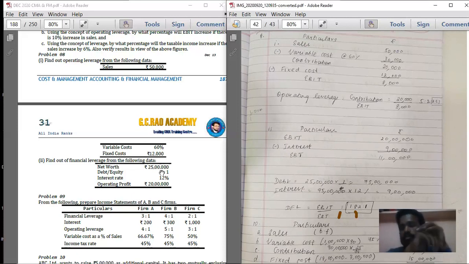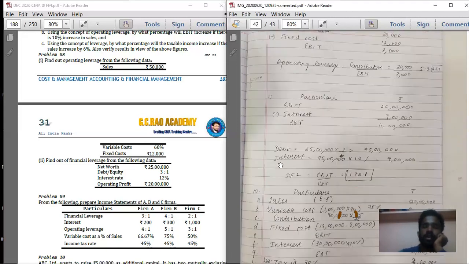Below that, less interest. We should calculate what is interest. They have given interest is 12%. Net worth they have given 25 lakhs and debt to equity ratio 3:1. So below that, leave 4 lines gap. How much is the total debt amount we should calculate? Debt is equal to 25 lakhs net worth. Debt to equity is 3:1. So 3 plus 1 is total net worth: debt plus equity is equal to net worth. So 3 plus 1 is equal to 4. So 4 is equal to 25 lakhs. Then how much is 3? That is debt. So debt is equal to 25 lakhs into 3 by 4.